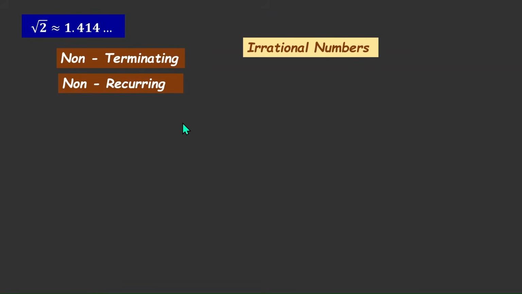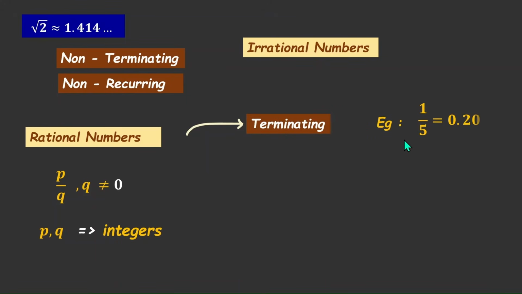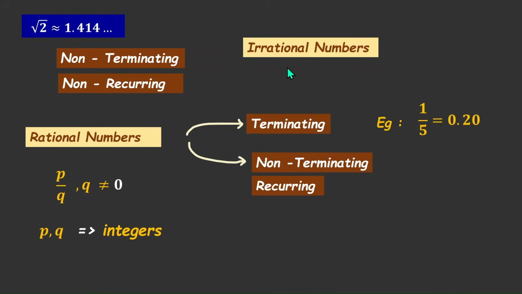And that is different from rational numbers, because rational numbers are numbers that can be expressed in the form p by q, where q is not equal to 0 and p and q are integers. And the decimal expansion of rational numbers is one of two things. Either it's terminating. An example would be 1 by 5, which is 0.20, and it terminates there. So this is a terminating decimal, which means that it will be a rational number. Or if it's non-terminating, then it will be recurring, because if it's non-recurring, it becomes an irrational number.